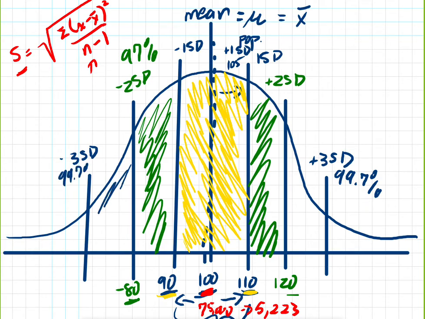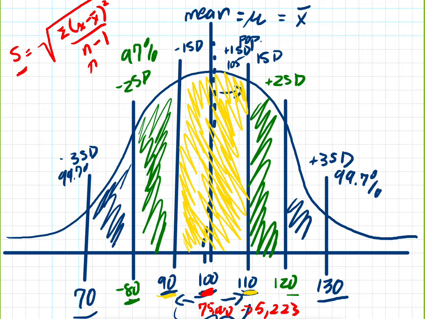99.7%. So from here to here. If you take IQ from 70, which is considered almost towards the end of a disability, to 130, which is considered a genius if you have an IQ there, almost the entire human population falls within those 3 standard deviations.